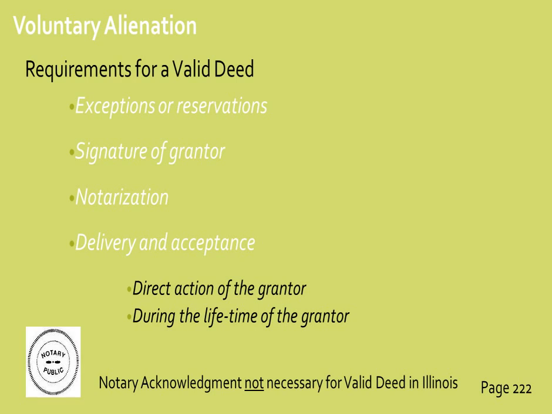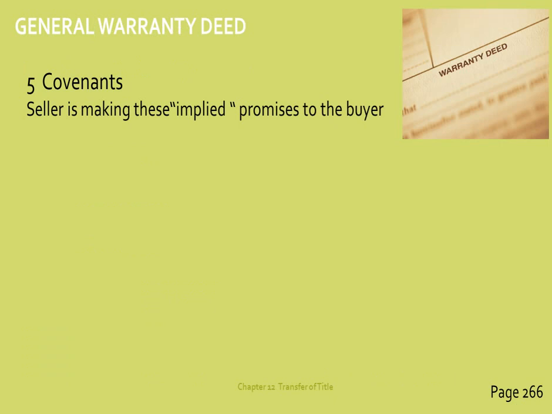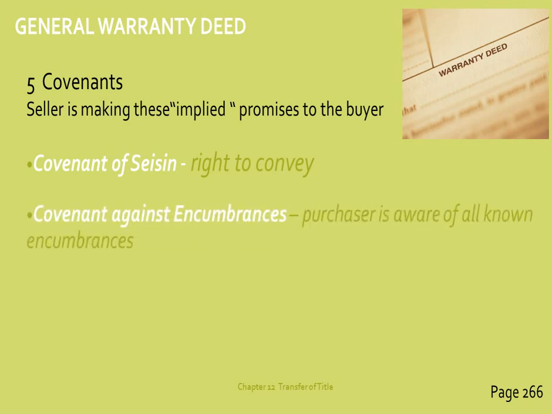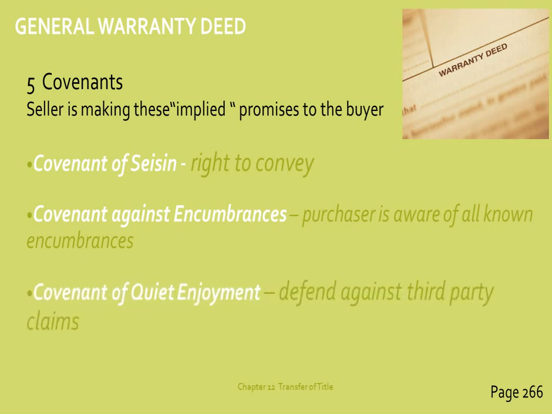Covenants in deeds. The seller is making these promises to the buyer with a general warranty deed. If we use a general warranty deed to convey property from a seller to a buyer, the grantor or seller is promising they have the covenant of seisin, the promise or the right to convey. I promise against encumbrances. I'm going to tell you all of the encumbrances on the property. I'm going to promise you quiet enjoyment, which means nobody of greater title is going to step forward and say that they're actually the owner of the property.